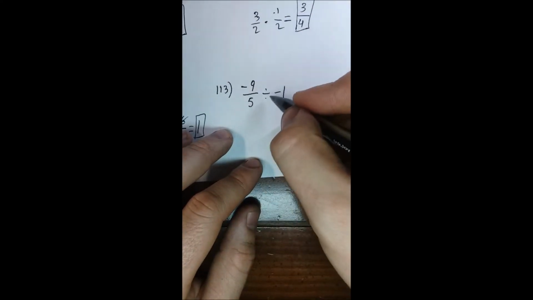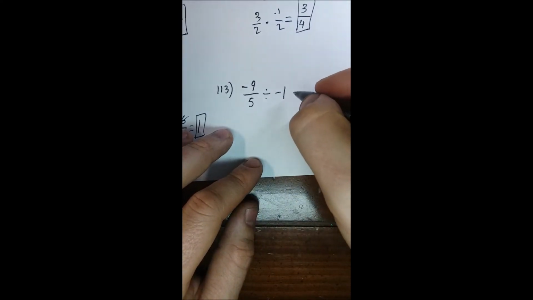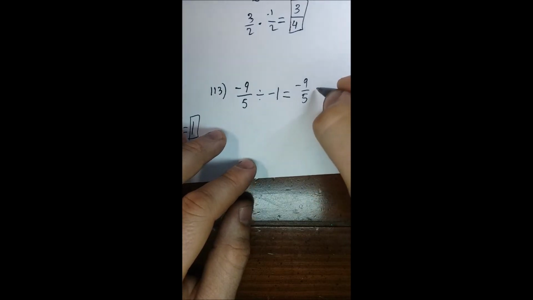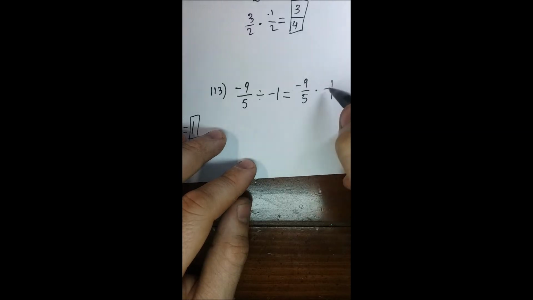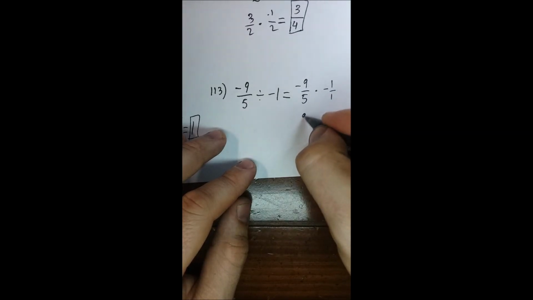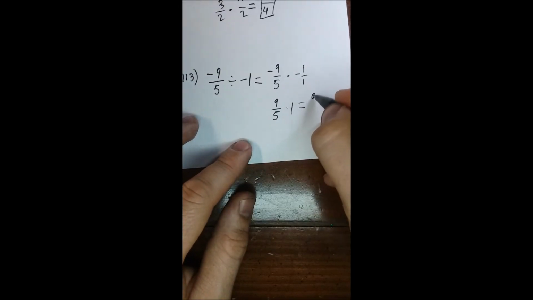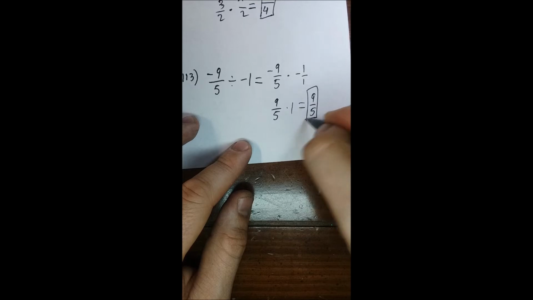Last example on this page. Negative 9 over 5 divided by negative 1. Same thing as negative 9 over 5 multiplied by negative 1 over 1. Negative times a negative is a positive. So 9 over 5 positive times 1 is just simply 9 over 5.